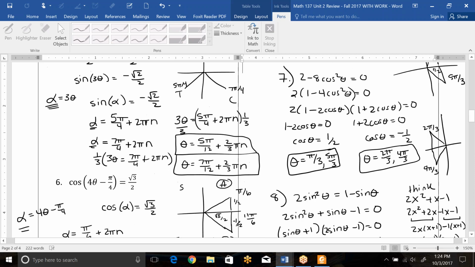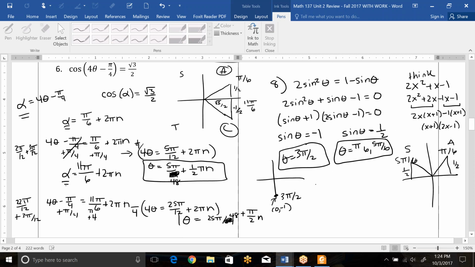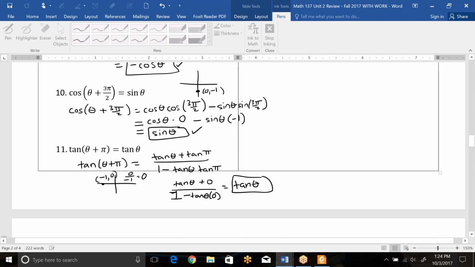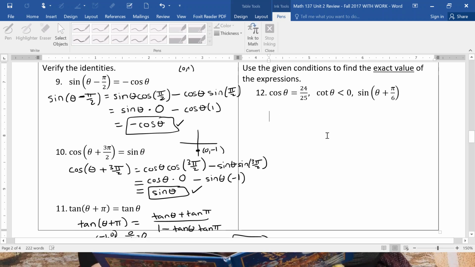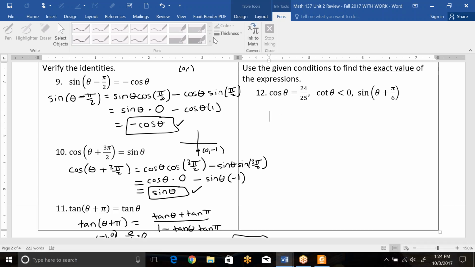All right, so let's look at number 12. We're going to try to get to at least number 14 before I cut off this first video. For number 12, it says use the given conditions to find the exact values of the expressions. So we're looking at what information they've provided us with, and we're going to draw what we know. They've said cosine theta is 24 over 25. Notice that's a positive cosine, but they told me cotangent is less than 0. We need this to figure out our quadrant.